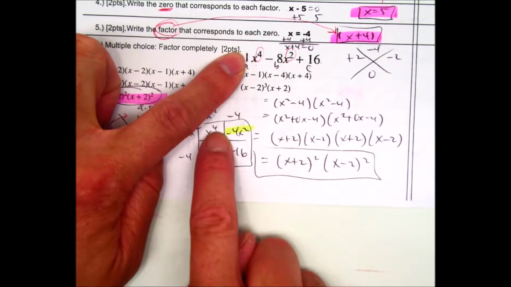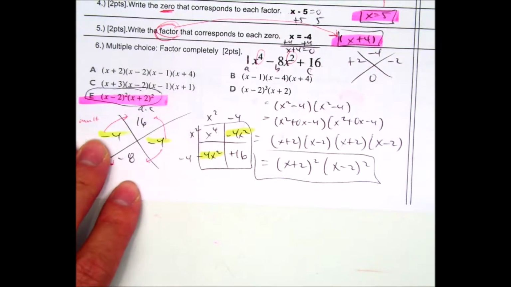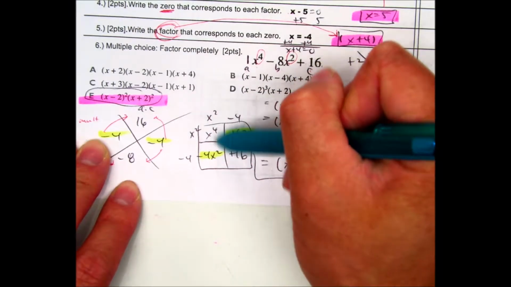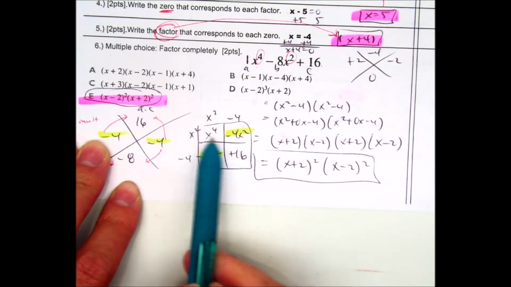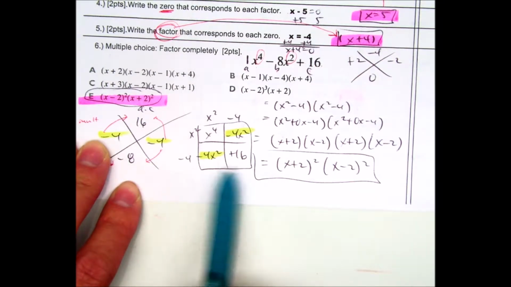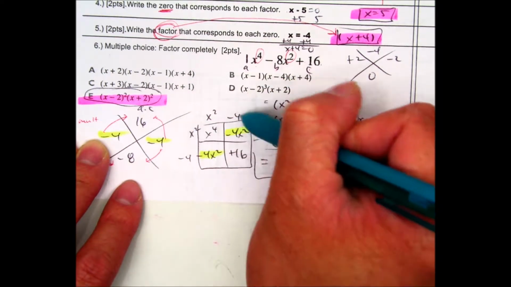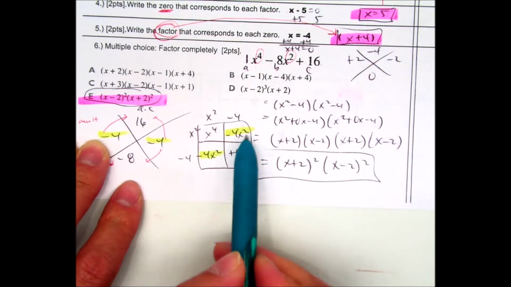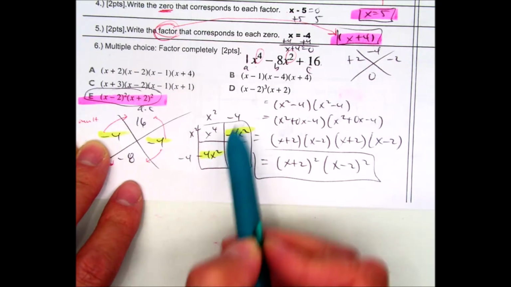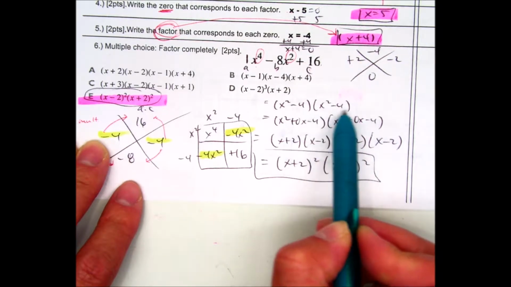You have your first term, your last term, and then you're just taking out the greatest common factor. The greatest common factor in this direction is an x squared. In this direction, it's a negative 4, x squared, and a negative 4. Another way to rephrase it is, what do I need to put on the sides so that they multiply to get what's in the box?